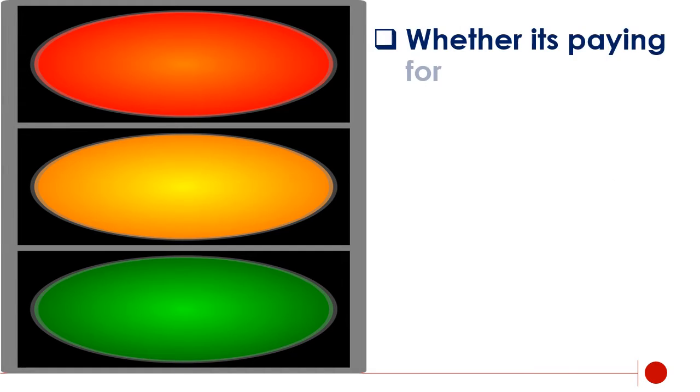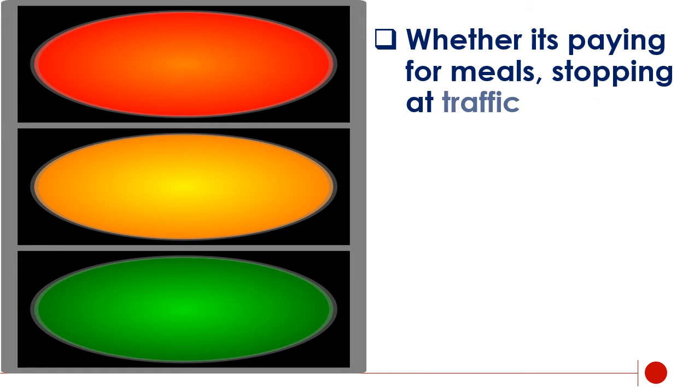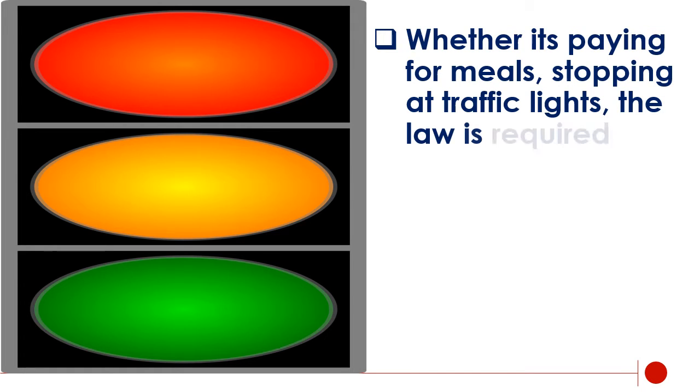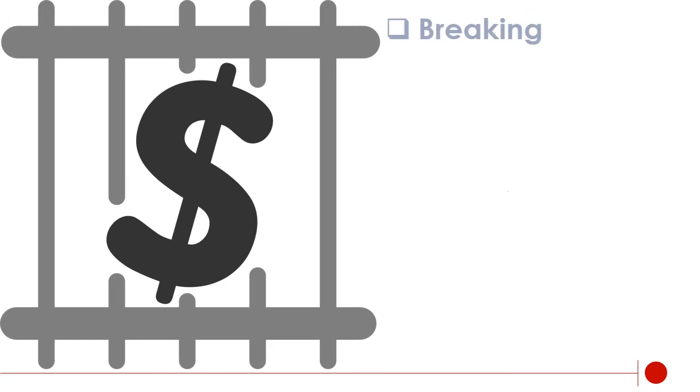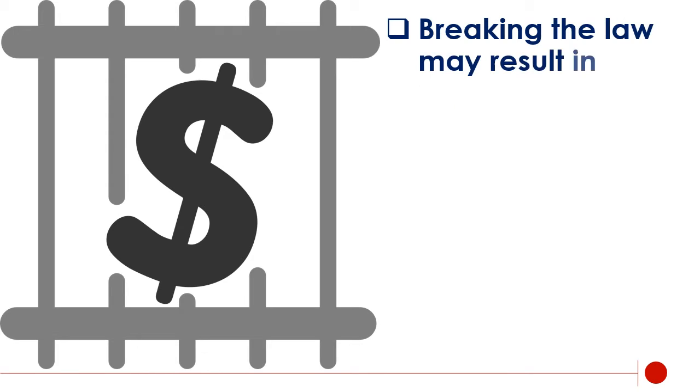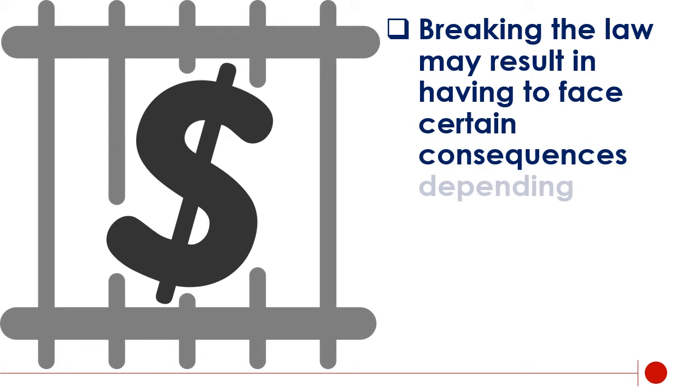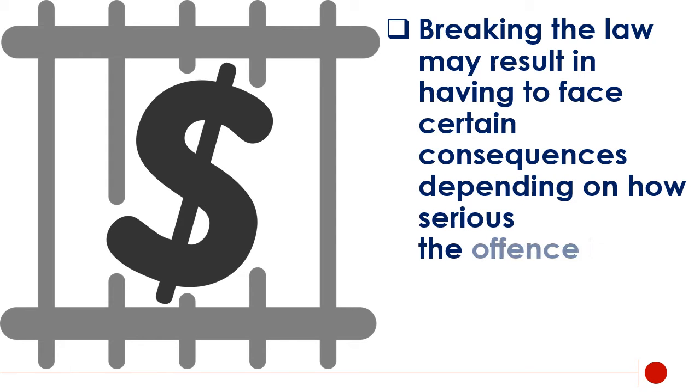Whether it's paying for meals or stopping at traffic lights, the law is required to protect people from being harmed by others. Breaking the law may result in having to face certain consequences depending on how serious the offense is. It could be anywhere from paying a small fine all the way to some serious jail time.